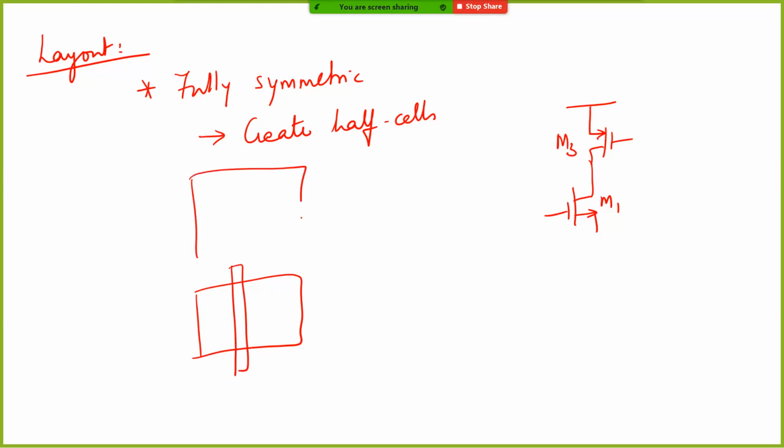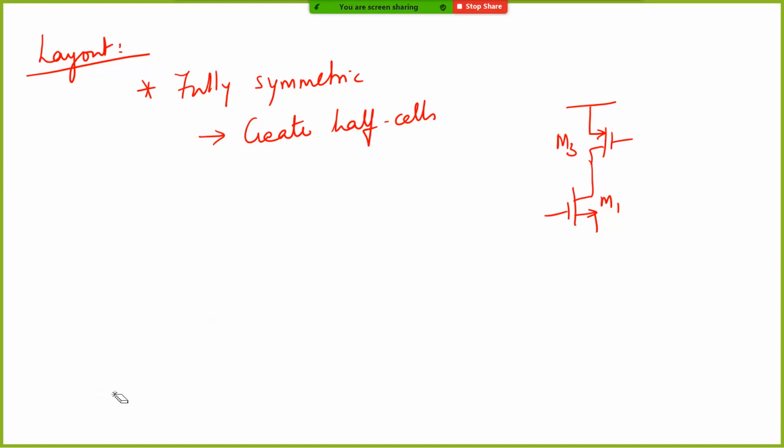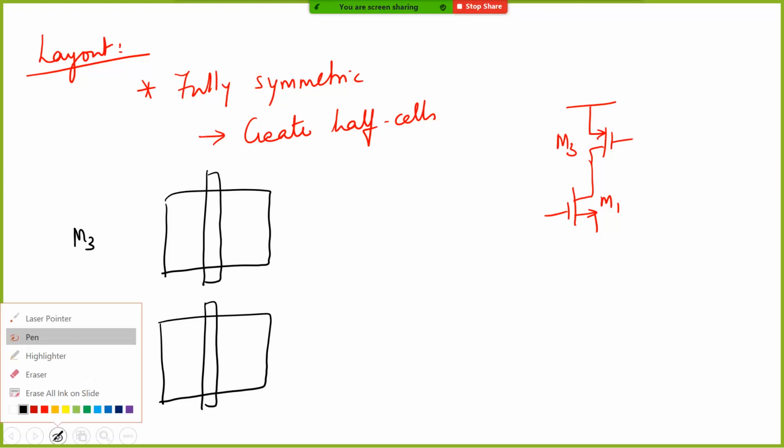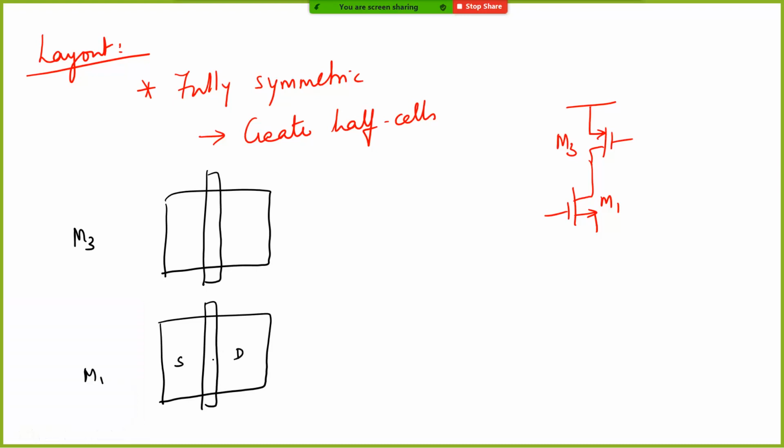Okay. Let me say I'm now putting only one finger. Of course, you can extend it to whatever it is, right? So now here, what is happening? So let's say this is source, this is source, this is drain. Okay, let me just draw it a little smaller. Okay. Let's say this is M3, this is M1. Now let's say this is the source, this is the drain. Of course, this is the gate, right?